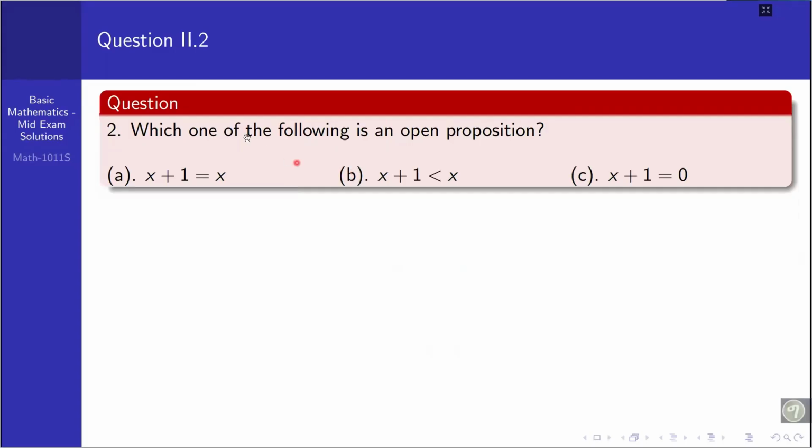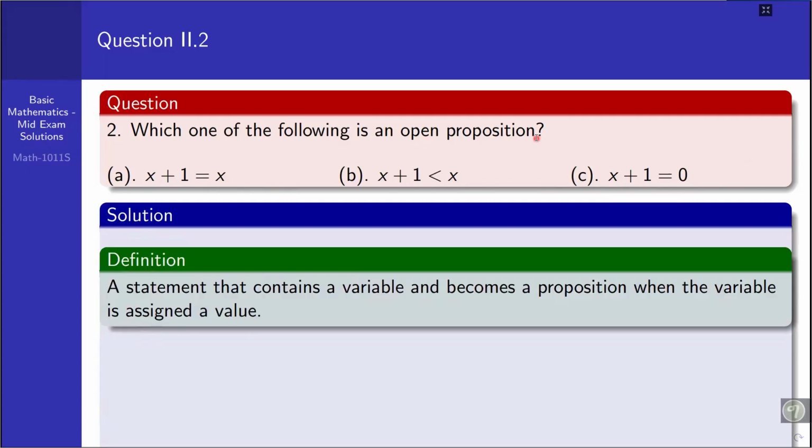Question number 2. Which of the following is an open proposition? A, x plus 1 is equal to x. B, x plus 1 is less than x. C, x plus 1 is equal to 0. And there is an alternative D, that is all. In order to determine which alternative is an open proposition, you need to know what an open proposition and a closed proposition are. A statement that contains a variable and becomes a proposition when the variable is assigned a value is an open proposition.